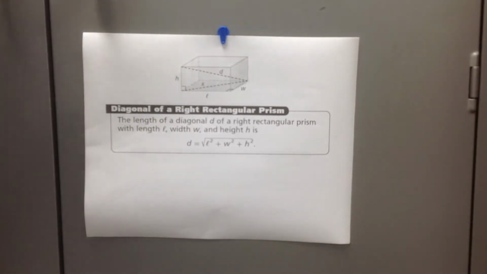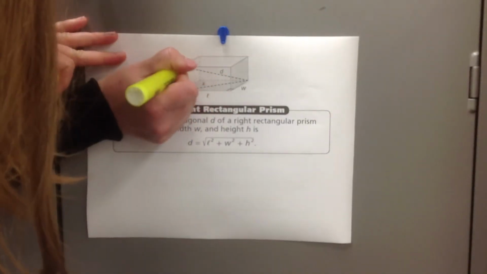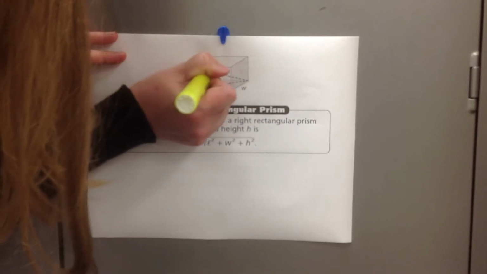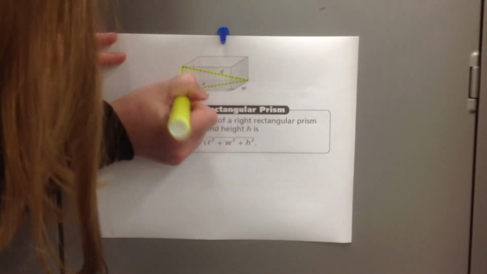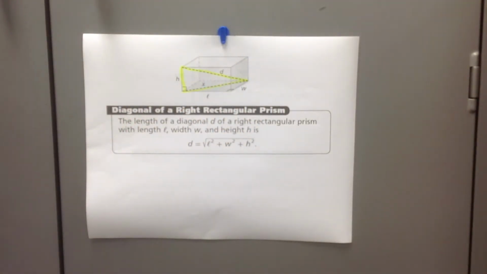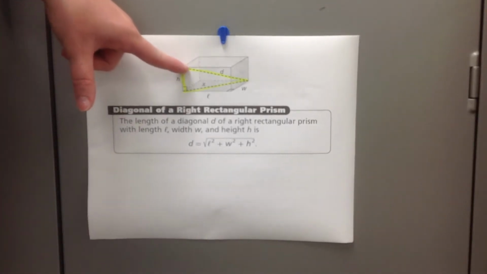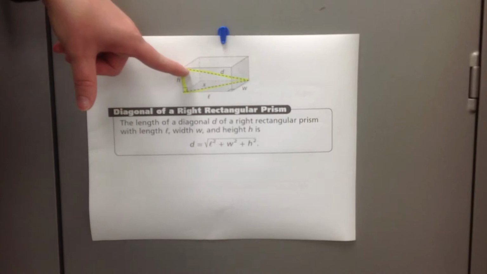And you will notice here that there is a right triangle inside this prism. To use this formula, you will plug in the length, the width, and the height. You square each of those and add them together, and then you take the square root, and that will tell you the length of the diagonal of this right rectangular prism. So again, that would help you identify the length of this diagonal.